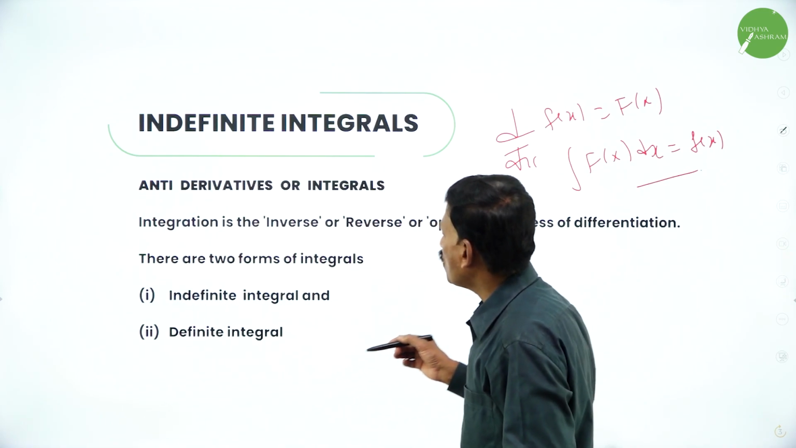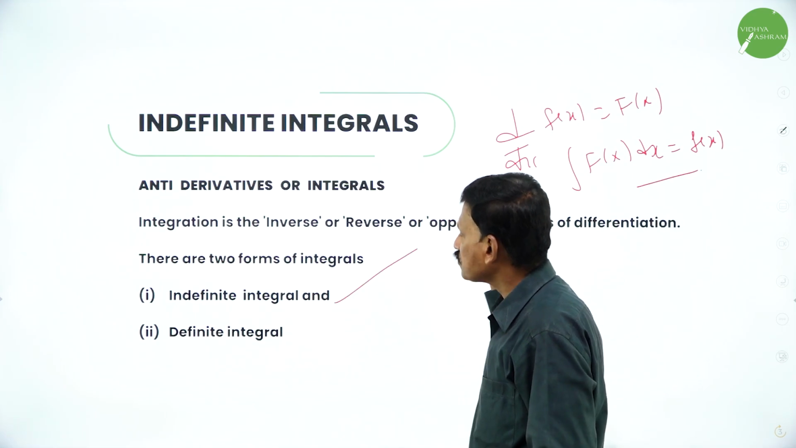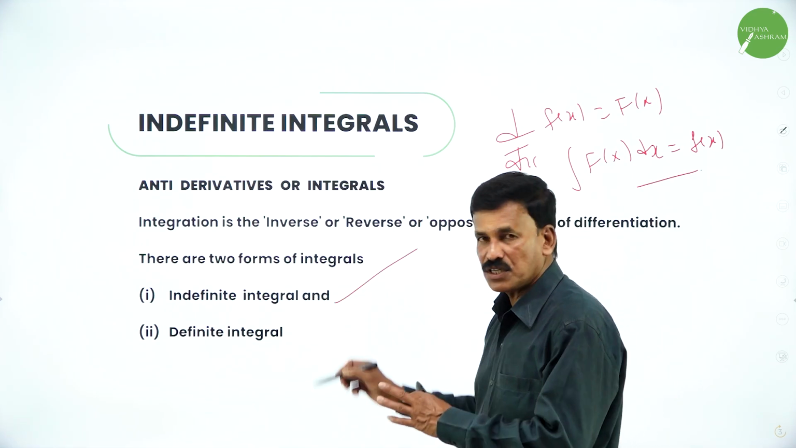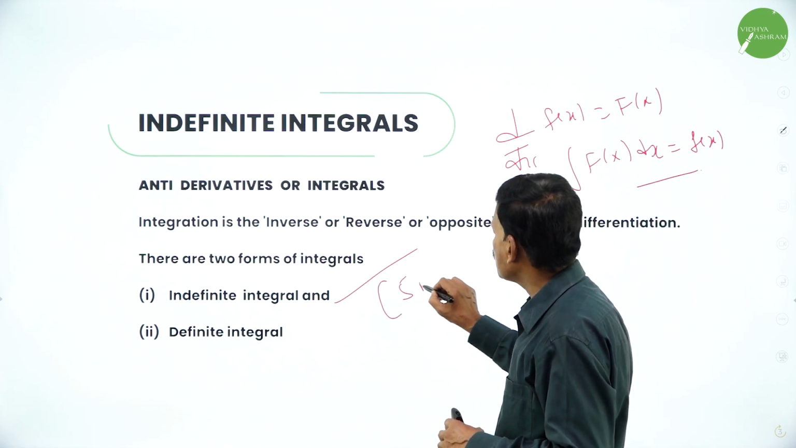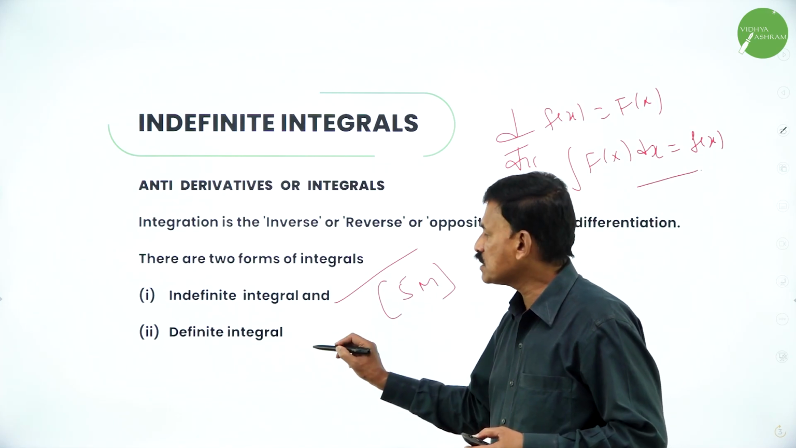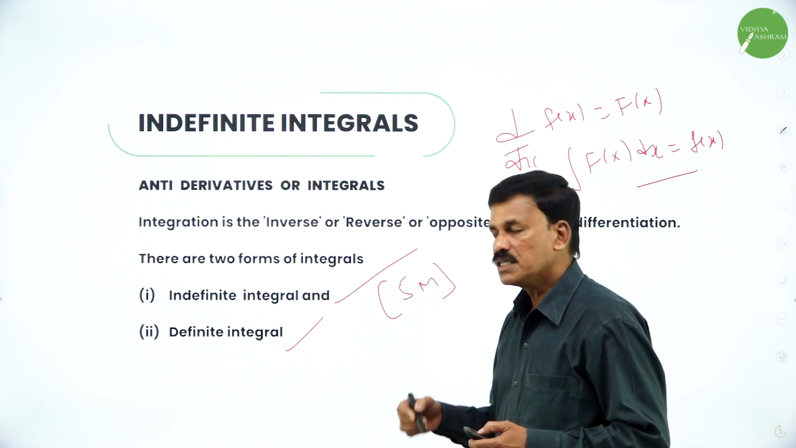Now there are two forms of integrals, that is indefinite integrals and definite integrals. Here we are going to discuss indefinite integrals, and you are going to get 5 marks from indefinite integrals. The next part of the chapter is definite integrals. That we will discuss in the next sessions.